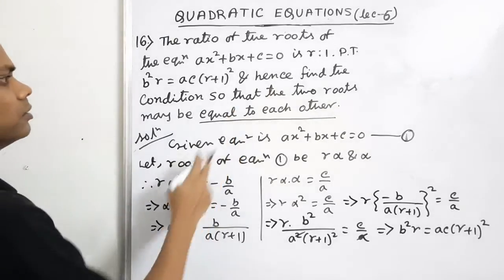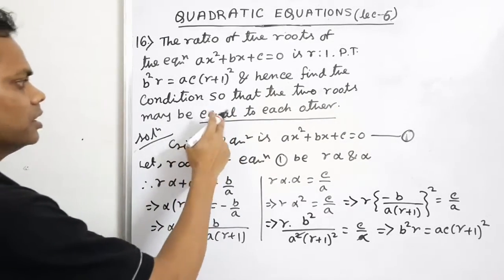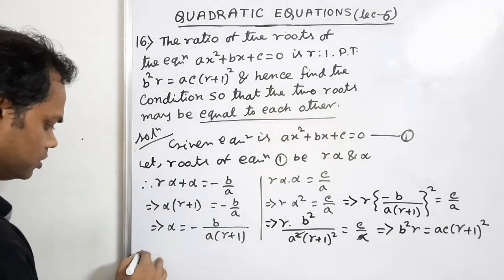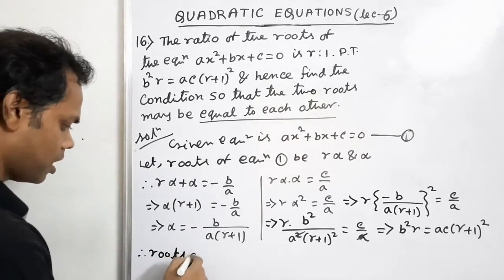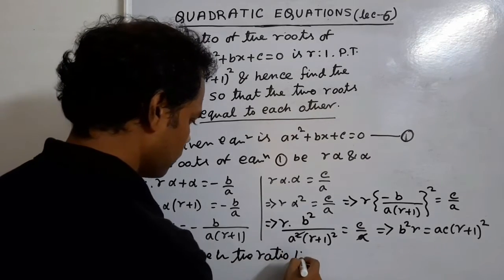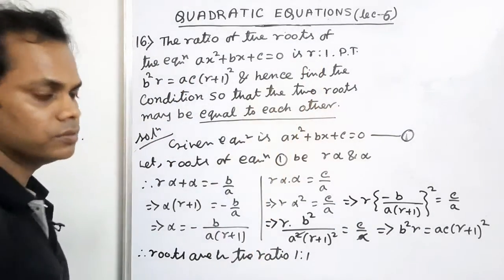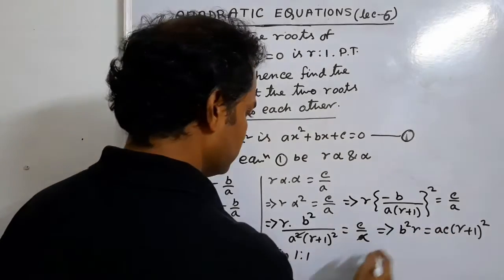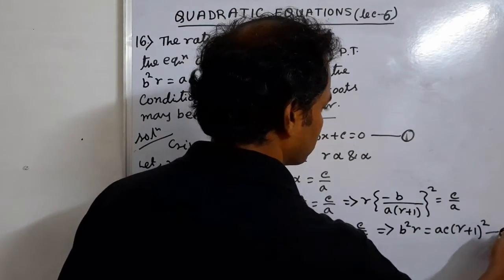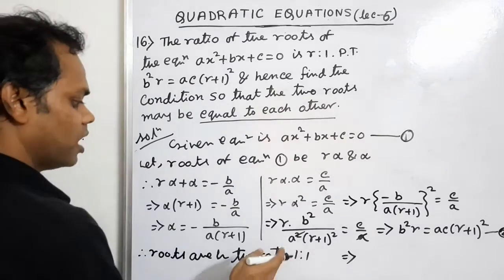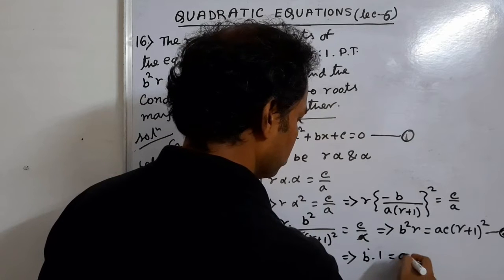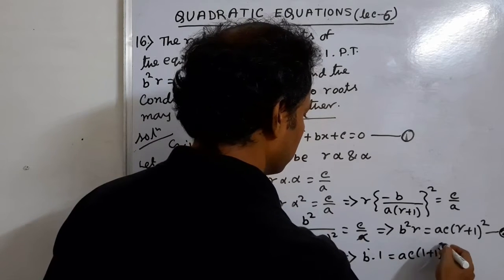In the next part, we are given that roots are equal to each other. Roots are equal to each other, it means roots are in the ratio 1:1. So here r equals 1. Then we can put r equals 1 in this relation, which you can call equation number 2. Putting r equals 1 in equation 2, we get b square into 1 equals ac into 1 plus 1 square.